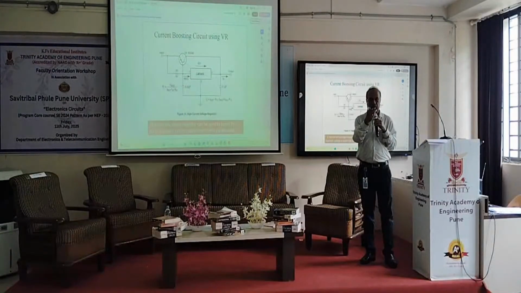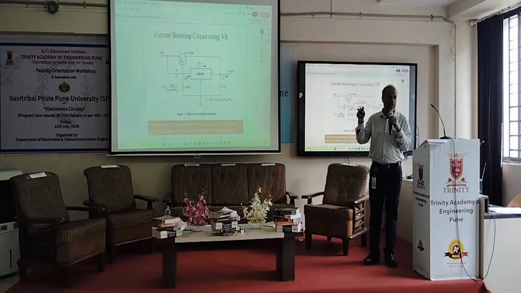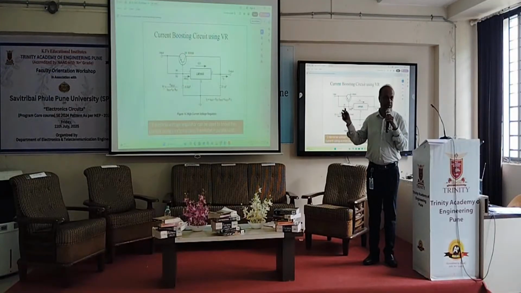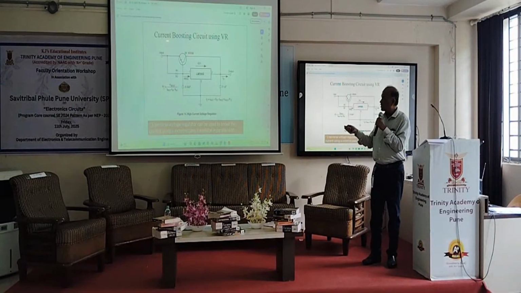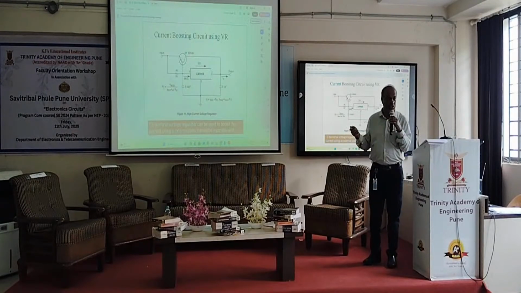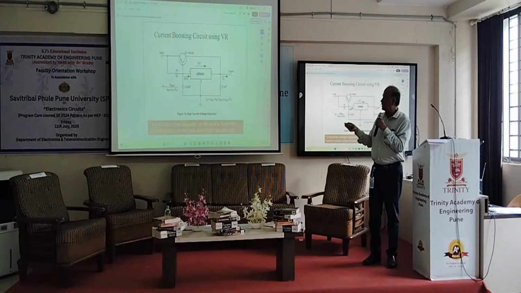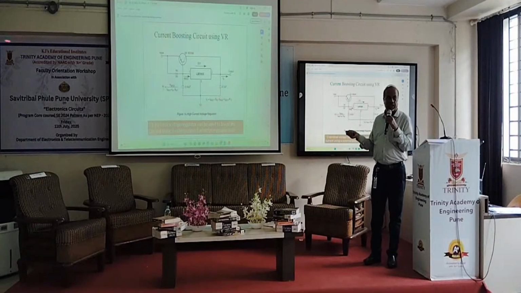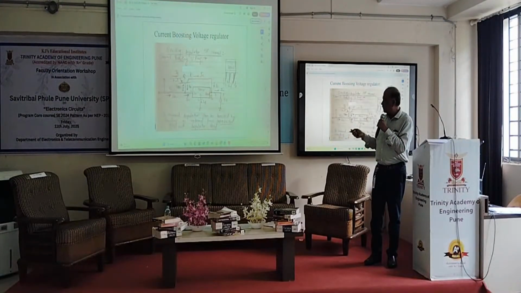Someone told me a transistor number in the morning, 277 or something. This particular transistor number was used at that time. Here another number is given, but many different transistors can be used based on the specifications. So this is the current boosting circuit which we implemented.